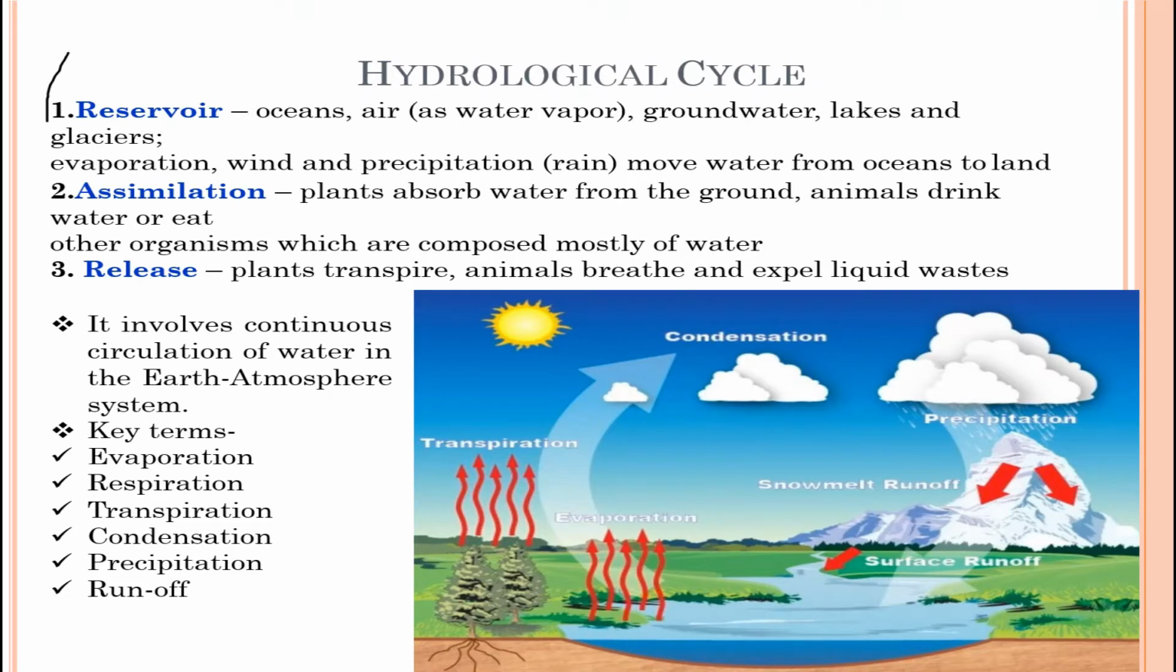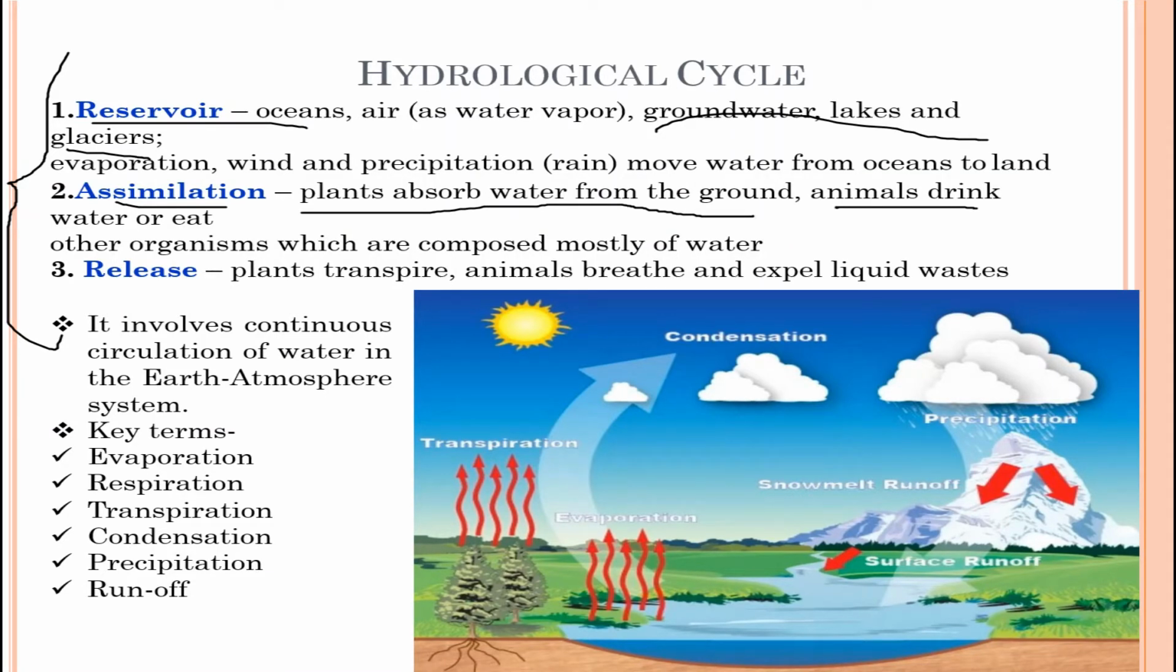These three terms are reservoirs, assimilation and release. Reservoirs are oceans, air, groundwaters, lakes and glaciers. Assimilation is the absorption of water or any other nutrients by plants or animals consuming water or any sort of nutrients from the available surfaces. The third term is release, which is through plants or animals, through transpiration, respiration or evaporation. All right, and it involves continuous circulation of water in the earth's atmosphere.